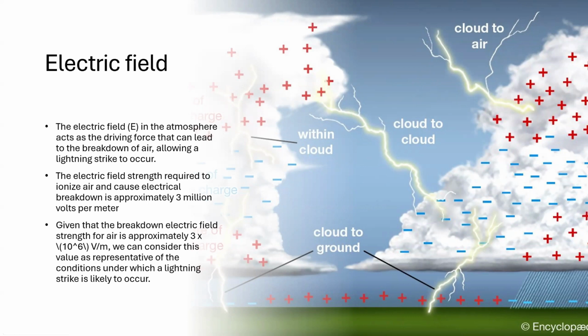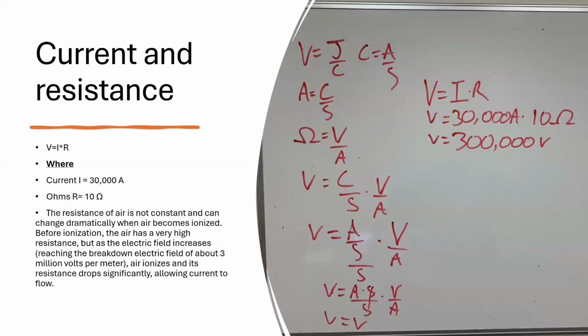Breaking this down provides a critical threshold for understanding the initiation of lightning strikes. This highlights the remarkable ability of nature to generate conditions under which electrical energy can be transferred over vast distances, leading to awe-inspiring and sometimes devastating effects of lightning.